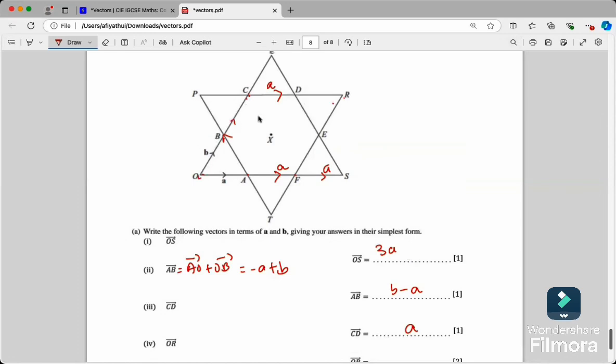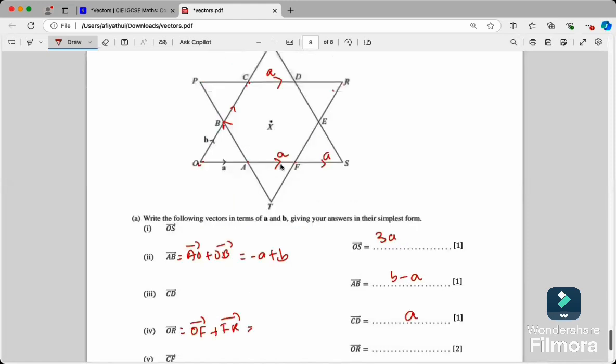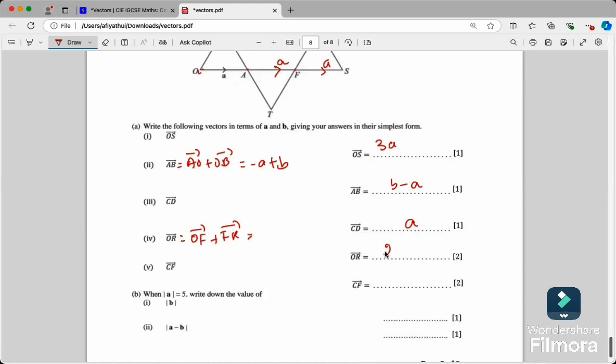So O to C or C to R or O to F. I'm going to take O to F and F to R. So O to F will be 2 times A and F to R will be 2 times B. So this is also B, and this is also B. So we can just take it as 2A plus 2B.